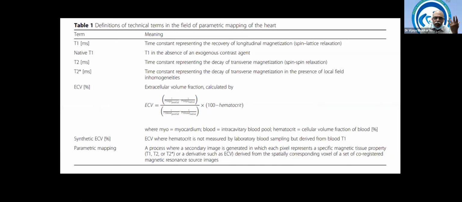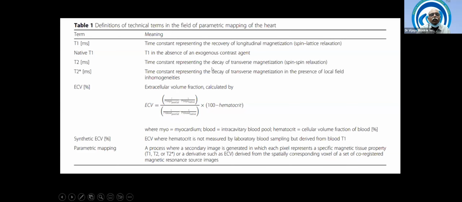We'll not go into this. Recap, 2 minutes will finish off the recap. What does T1 map mean? Time constant representing the recovery of longitudinal magnetization. That's spin lattice relaxation, the constant representing the recovery of longitudinal magnetization after giving an inversion pulse. That's important. Native T1 is in the absence of contrast.